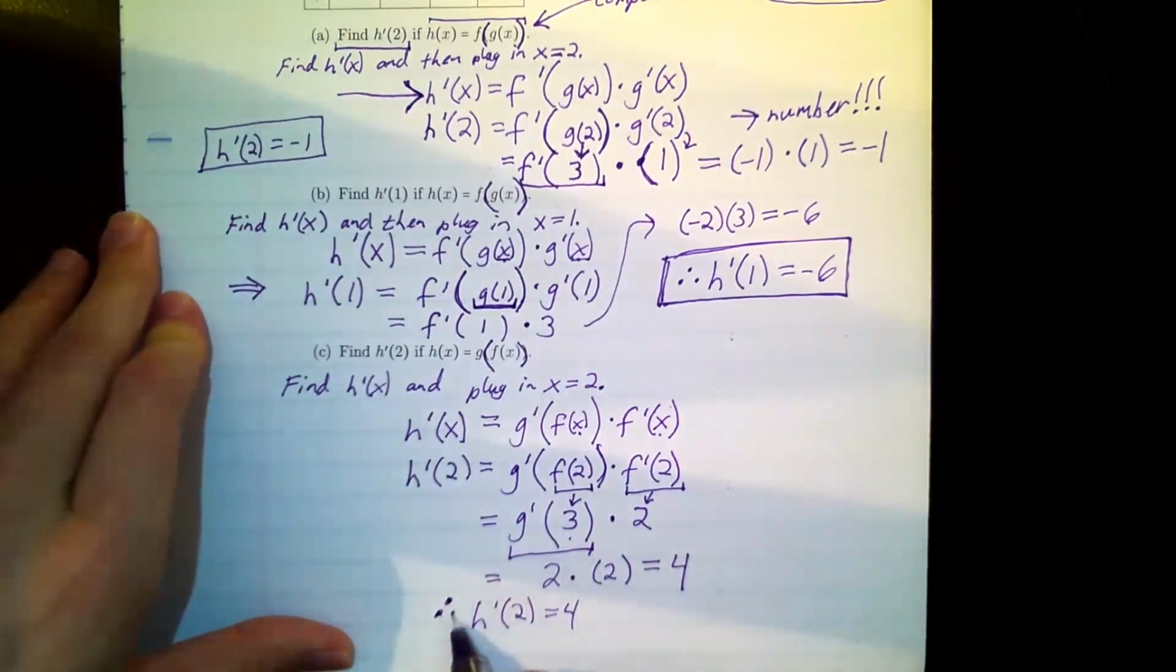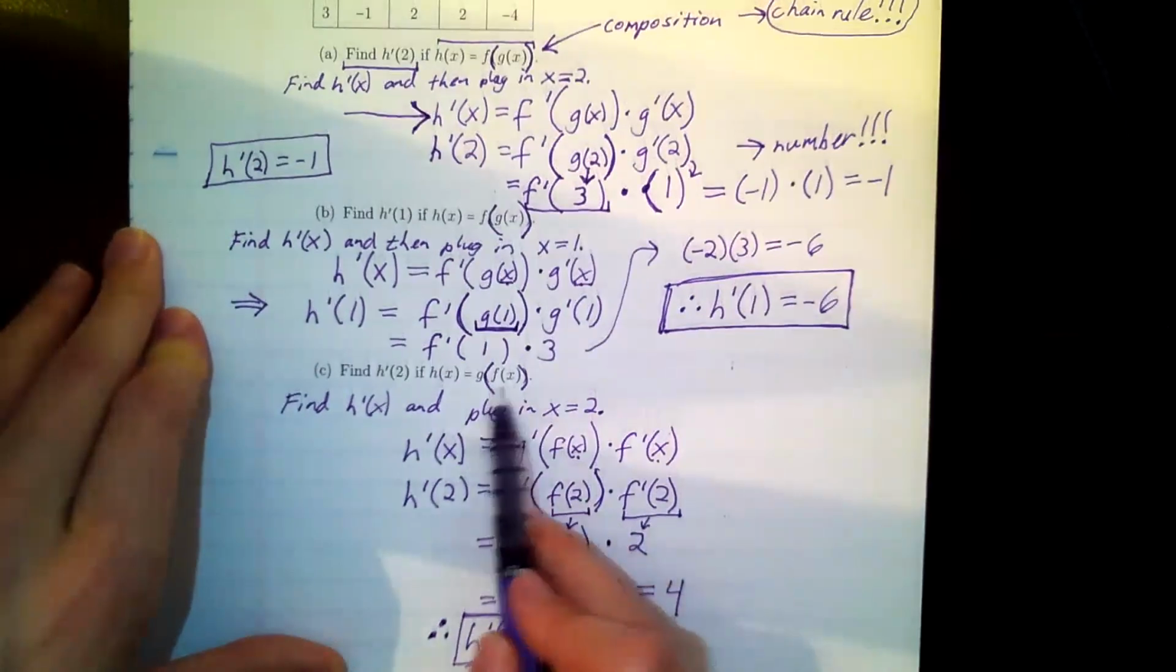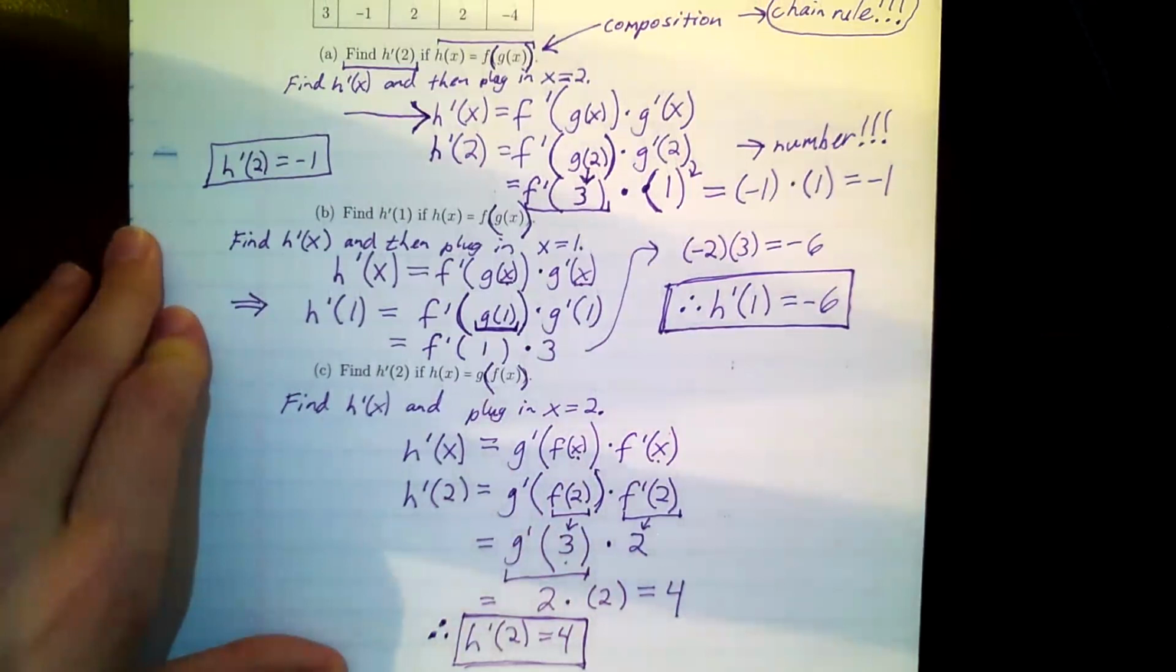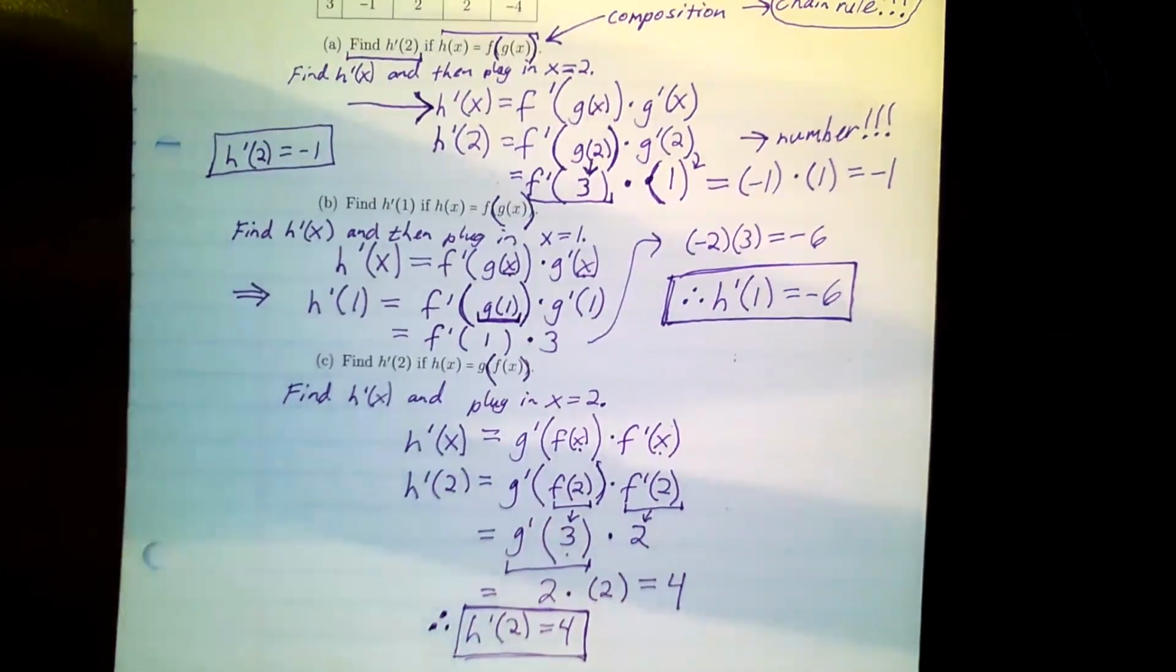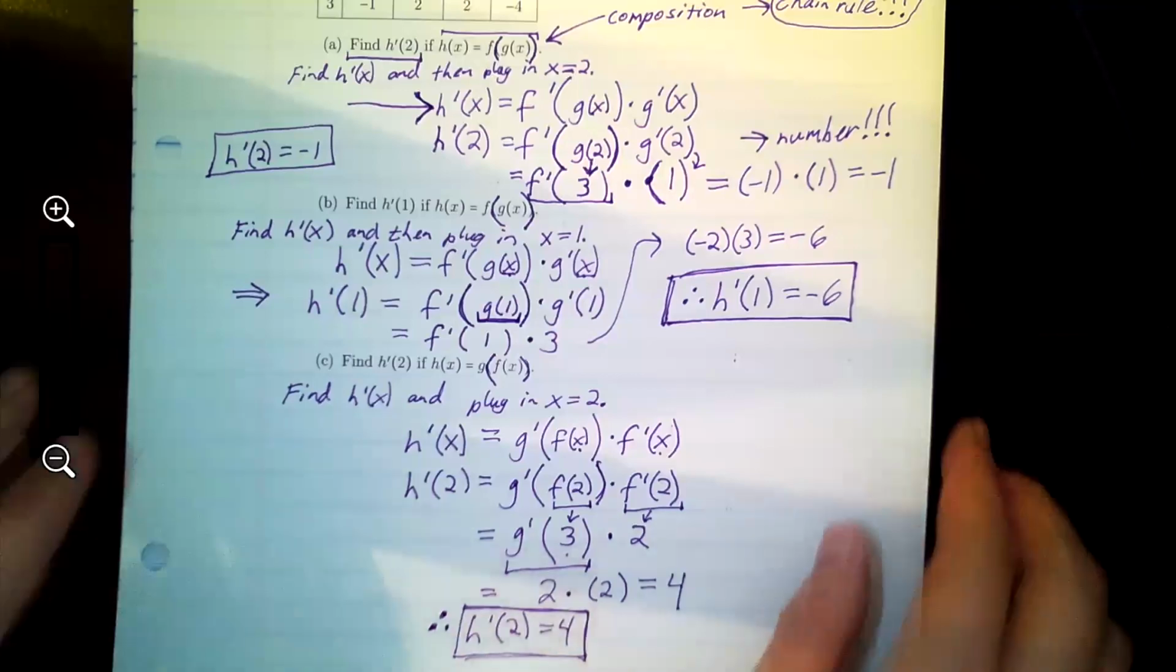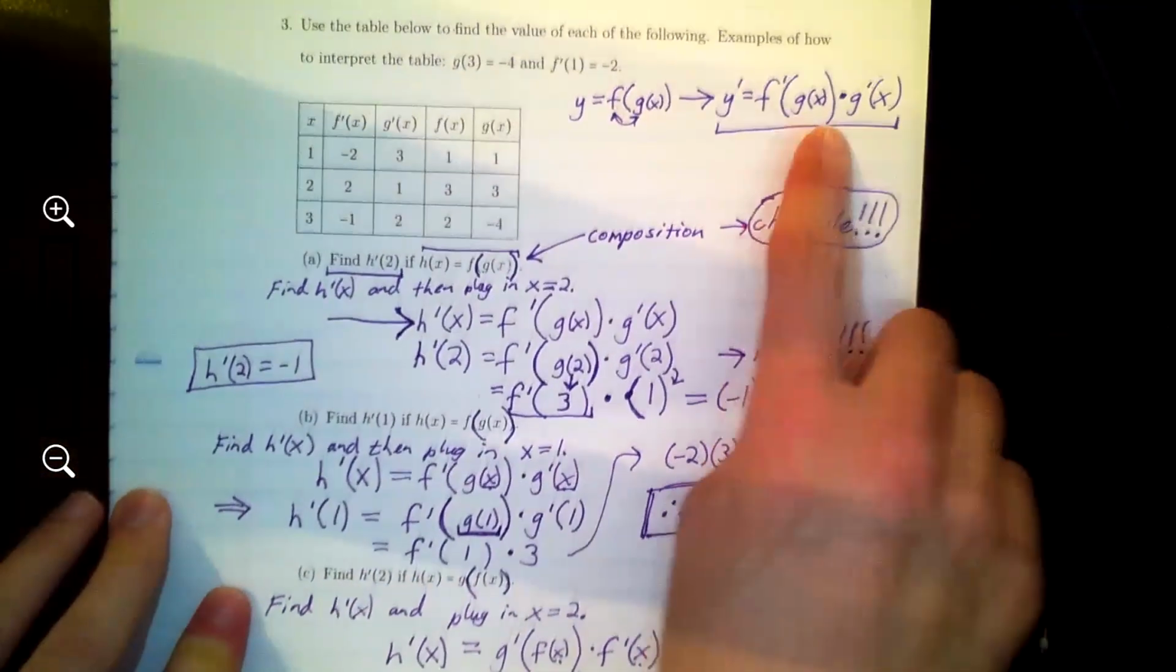We found a numerical value for the derivative of h at 2, even though we didn't exactly know what h was, since we didn't know what f and g were. This is a symbolic chain rule. We're doing the derivative rule without knowing what the functions are.